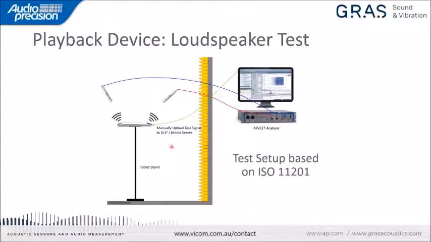Here we can see another setup, in this case for loudspeaker test of tablets. In this case, it is based on the ISO 11201. We can use 1 or 2 microphones to perform this test and measure the frequency response of the 1 to 4 internal loudspeakers that are typically found in tablets. As we can see here, the tablet is placed on a tablet stand and is used to simulate the handheld use of the device.